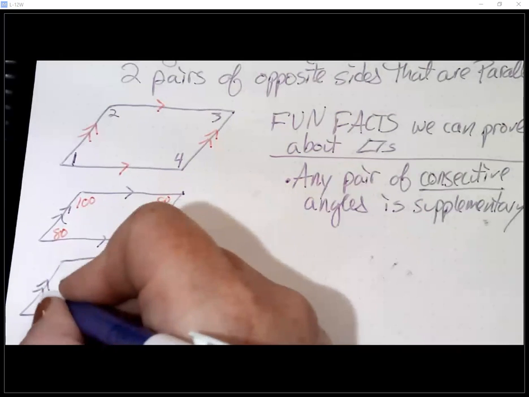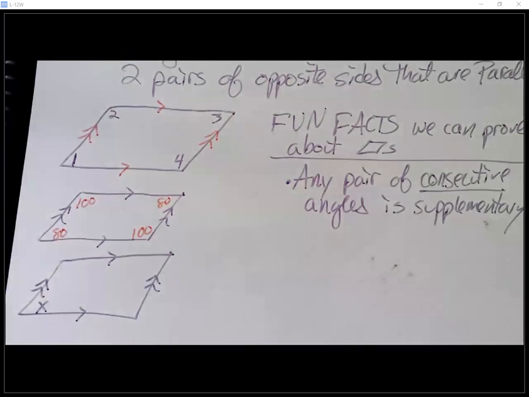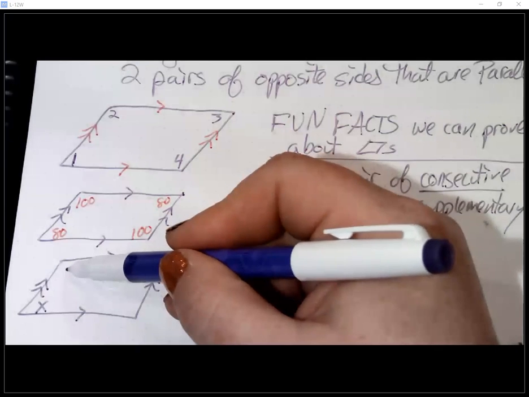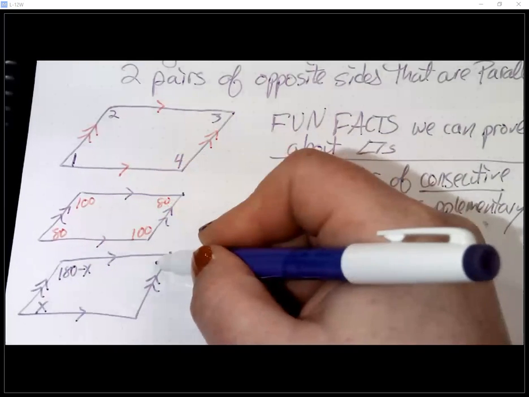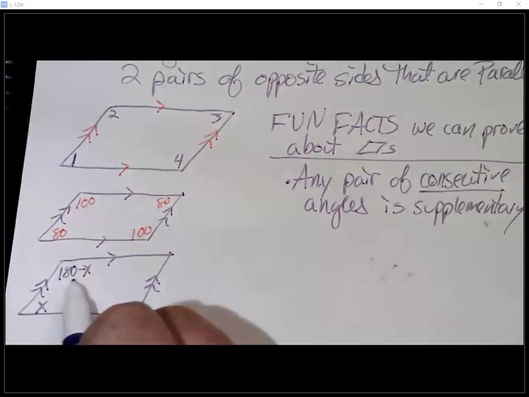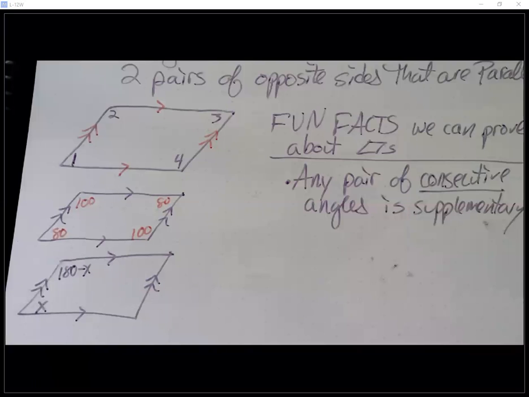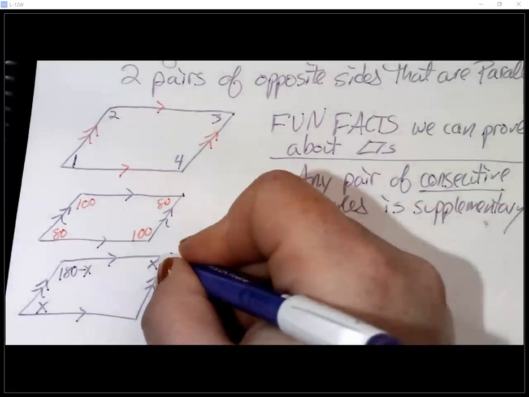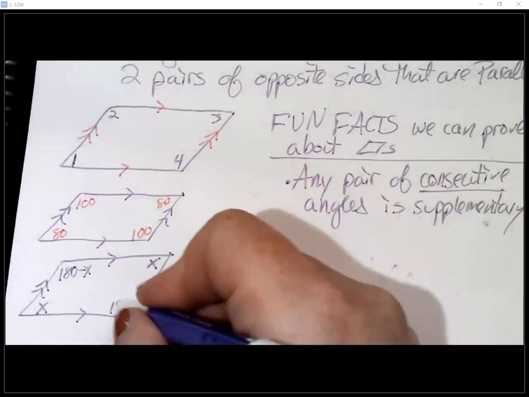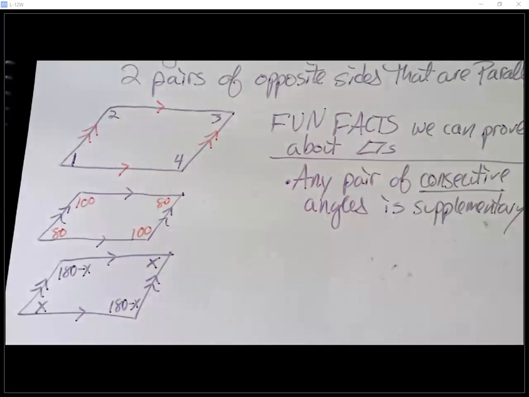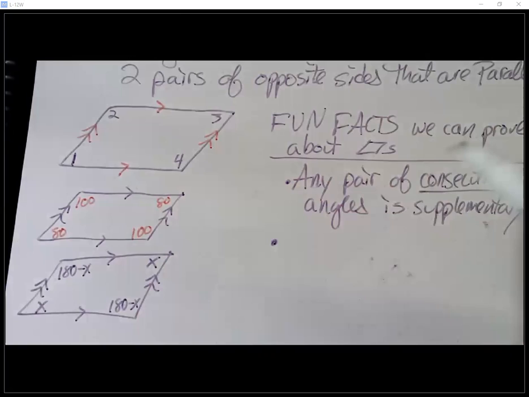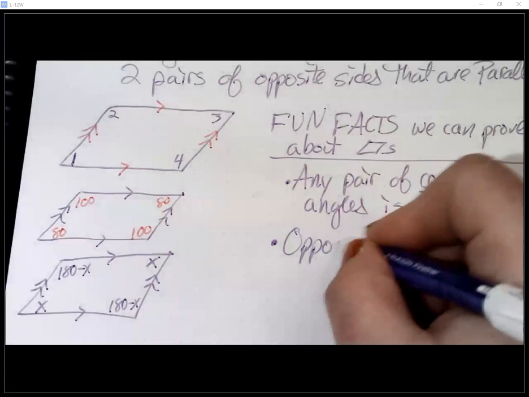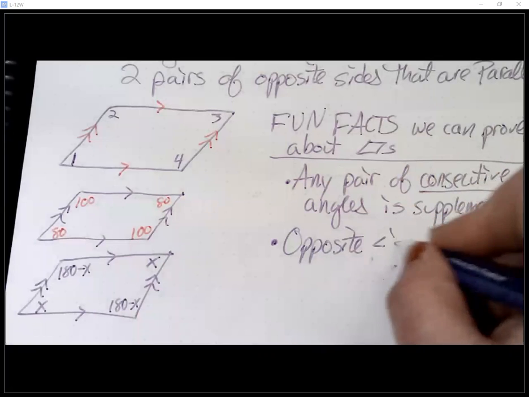If this angle is X, what would this angle up here have to be? Exactly, 180 minus X, which means this angle would be 180 minus all of this, 180 minus X. So the 180s are gonna cancel out, and then minus a negative X turns this one back into an X. So you can see, no matter what you plug in there for X, this is always going to be true. So my opposite angles, no matter what they are, will always be equal to each other. So that's a second super fun fact. Opposite angles will always be equal.